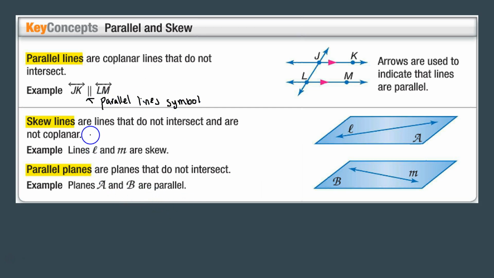Alright, next we have skew lines, which are lines that do not intersect and are not coplanar. So our example here is that line L and plane M are skew. So they're not going to intersect and they're not on the same plane. Parallel planes are planes that do not intersect. So as you see here, we have plane A and plane B. They're parallel to each other, but they will never cross and intersect.